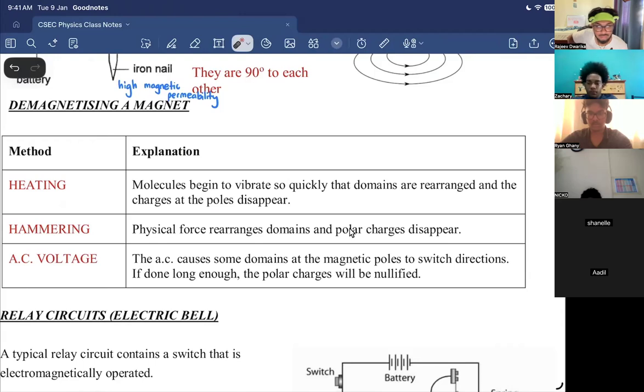Molecules begin to vibrate so quickly that the domains are rearranged and the charges at the poles disappear. Isn't that what we just discussed? Zachary, Nikolai, let me know that makes sense. Or are they confused? Chanel, let me know. It makes sense.